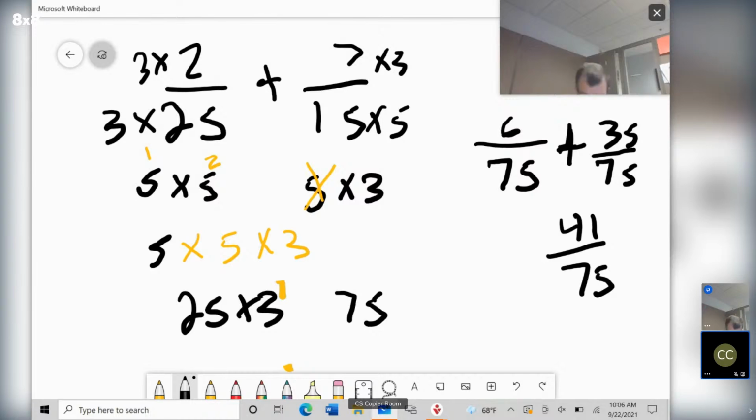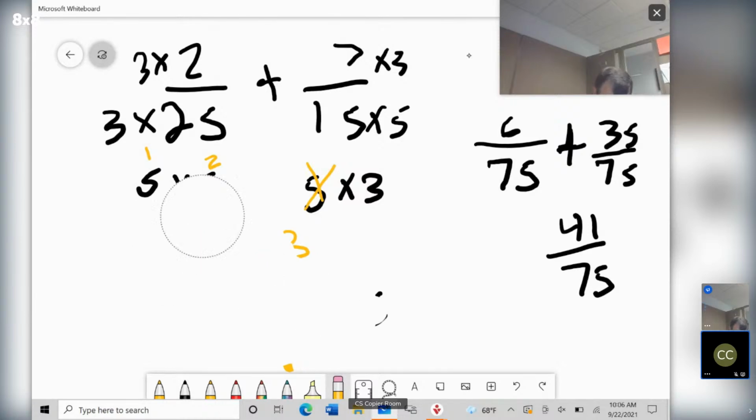Okay. But there's another way, you guys, if you want to do it. This one is a little more manageable, and we'll show you another way you could do it.